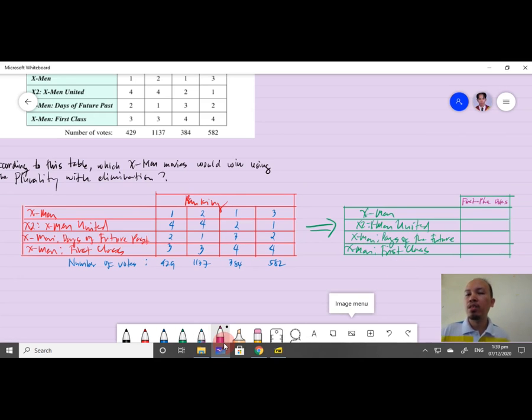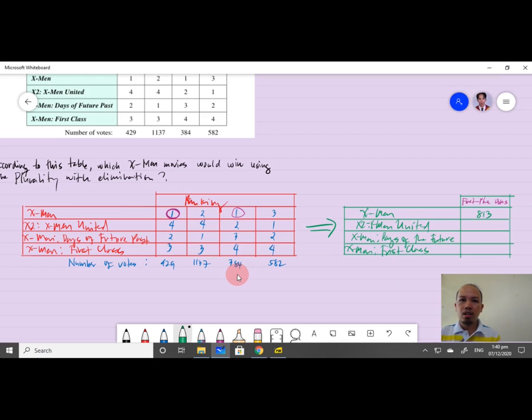First place votes. Okay, so we've done this already. First place votes for X-Men, we have 429. This is the first place votes for X-Men. Okay, so 429 here at the bottom, and 384. 429 plus 384 is 813.